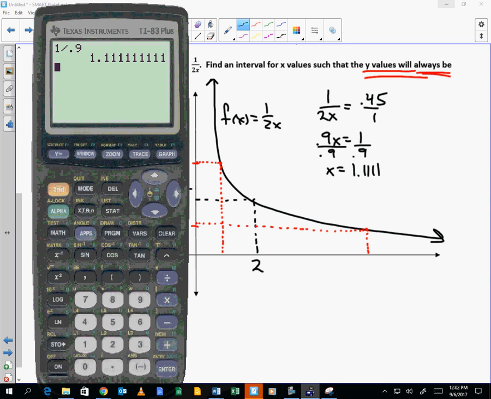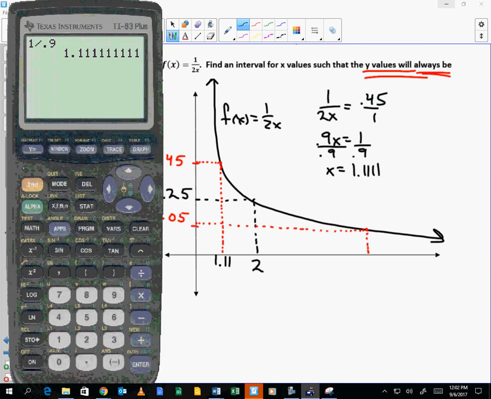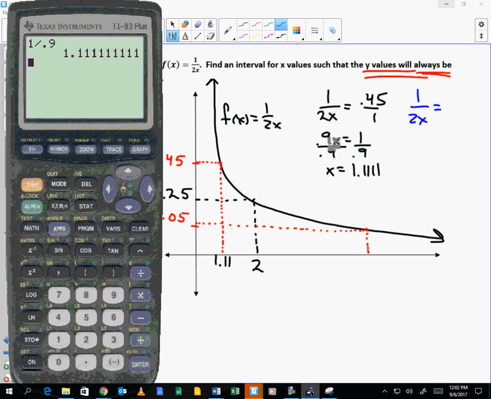So which spot did I find? Did I find the spot on the left or the right? The left. Can we find the spot on the right? How do we do that? Same thing. 1 over 2x is equal to what now? 0.05 over 1. Good. So I get 0.1x is equal to 1. Divide by 0.1, and what do you get? 10.